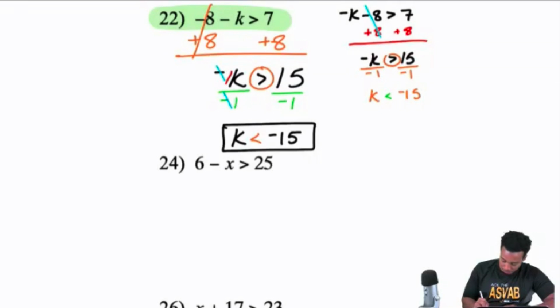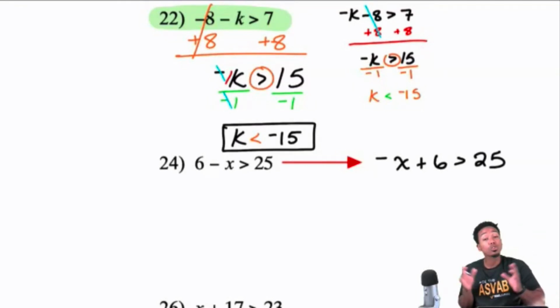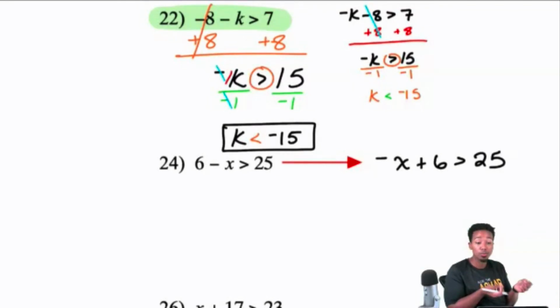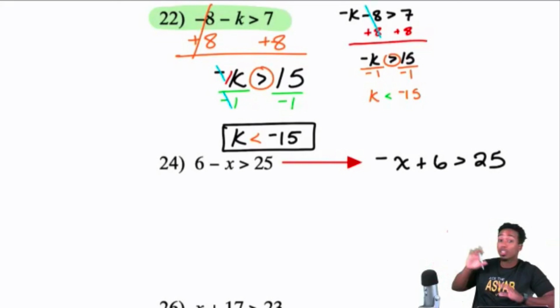But you can view this problem as this. Come on, arrow work. You always do. There we go. So we can treat that as negative x plus 6 is greater than 25. You can treat it either way. Whichever way helps you see the operations is the way that I'm going to promote, okay? So let's take a look at it both ways. They're both going to work.